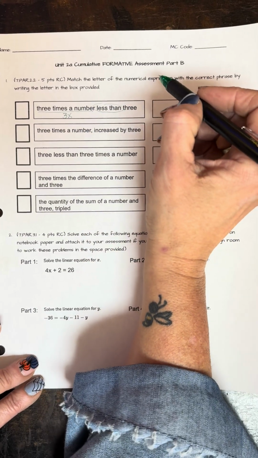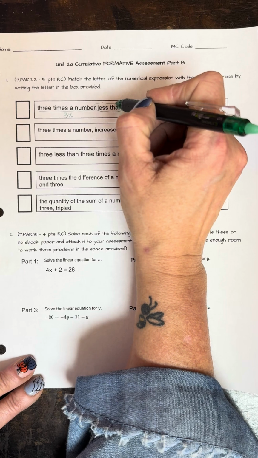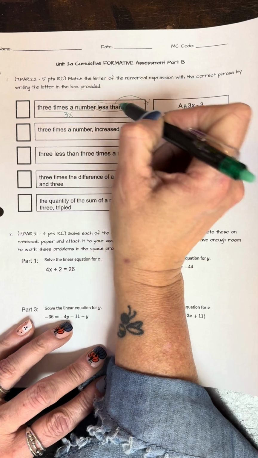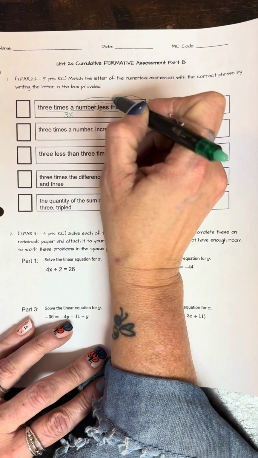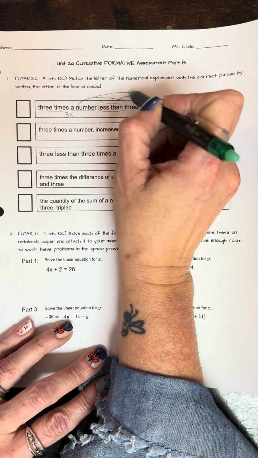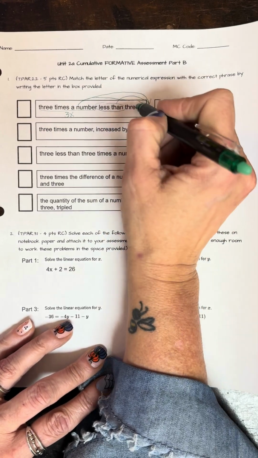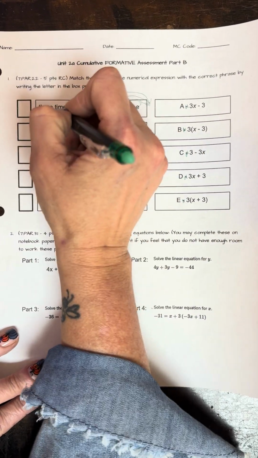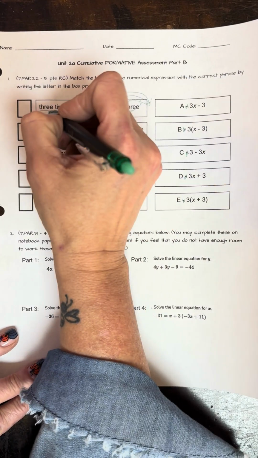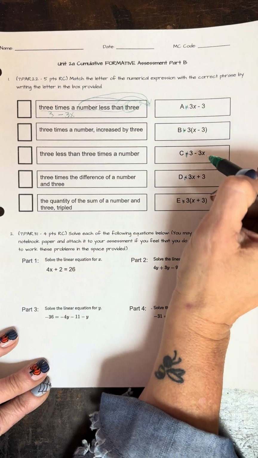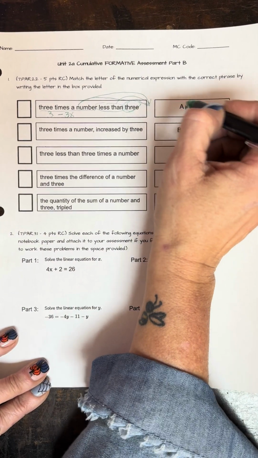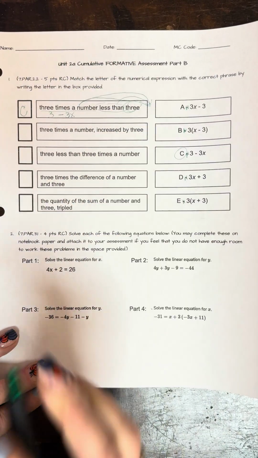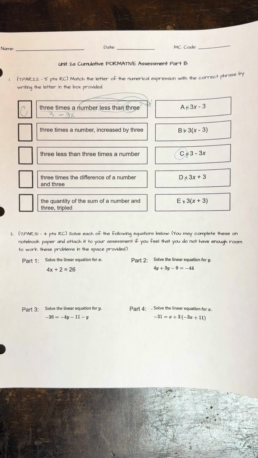3 times a number less than. Anytime you see less than or greater than, you're going to throw that to the end. We almost could do this. Do it from here. This has to be thrown to the end. And then 3. So 3 times a number is going to have to be at the end less than 3. So that would be 3 times a number less than 3 is C. So this was C. Okay? 3 times a number less than 3.